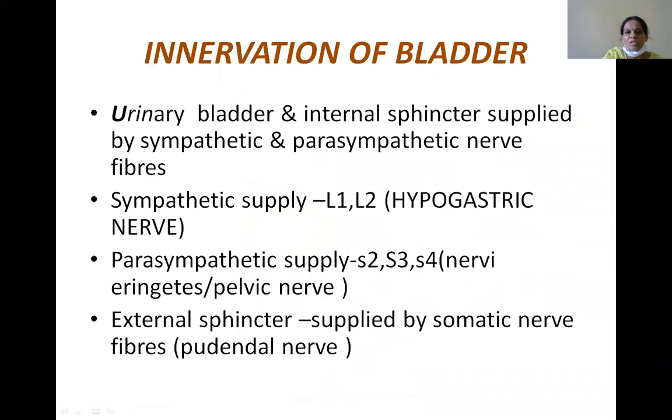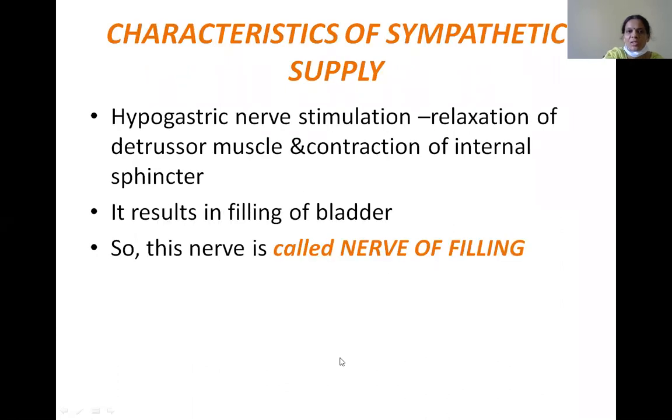We'll talk about innervation of the bladder. The urinary bladder and internal sphincter are supplied by sympathetic as well as parasympathetic nerve fibers. Sympathetic supply is by L1, L2, that is the hypogastric nerve. Parasympathetic supply is by S2, S3, S4, which is the pelvic nerve. Majorly, the micturition reflex is parasympathetic activity. Remember this point. The external sphincter is under voluntary control, supplied by somatic nerve fibers, that is the pudendal nerve.